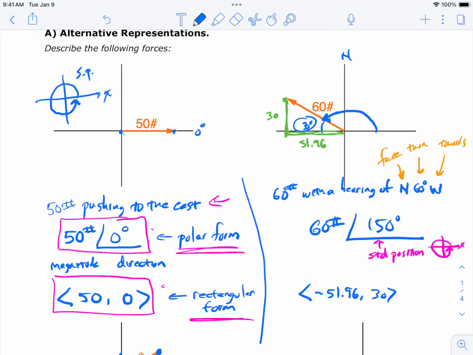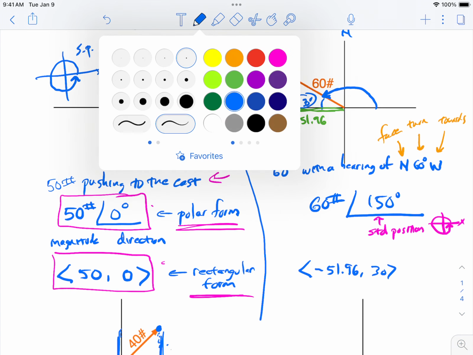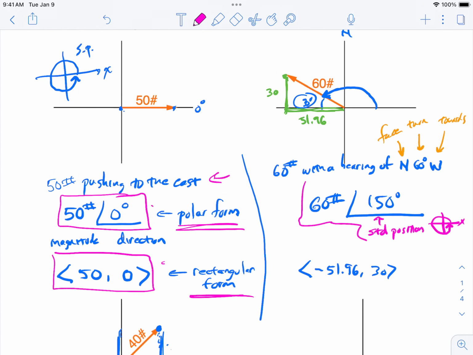That's okay. But yeah, you want to say it that way. So I should be making some circles here, shouldn't I? That was the answer to that one, and here's the answer to this one.